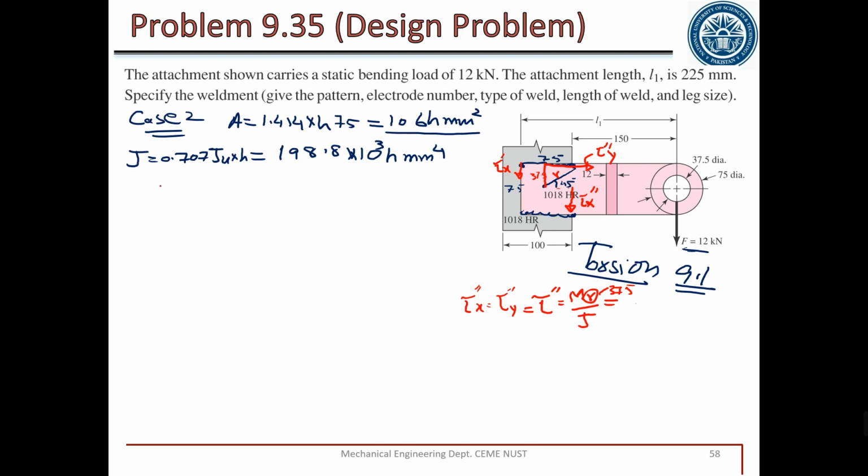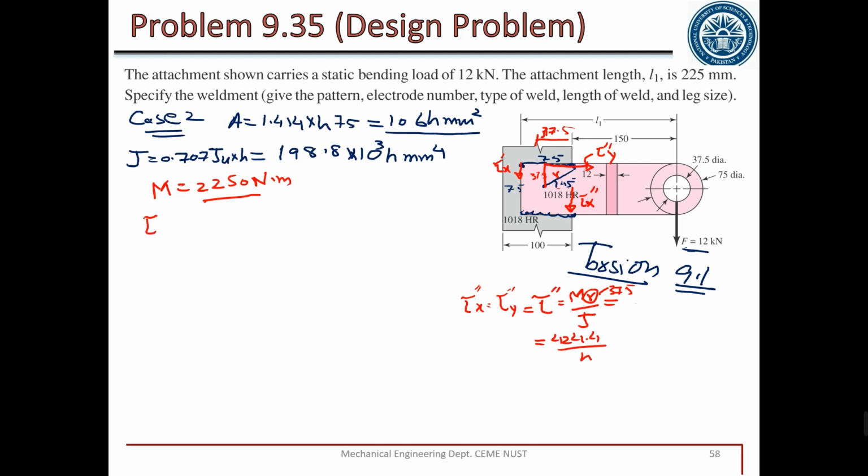What is the value of M? The value of M is force into moment arm, which is equal to 150 plus 35, 185. We have 37.5, so 187.5 is the moment arm. Force 12 kilonewton into 187.5 will give us a moment equal to 2250 Newton meter. We have the moment, we have R, just substitute the moment, we will get the value of 424.4 divided by h.